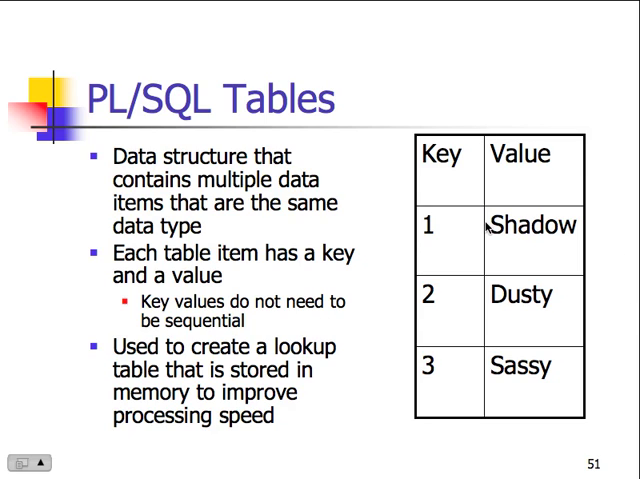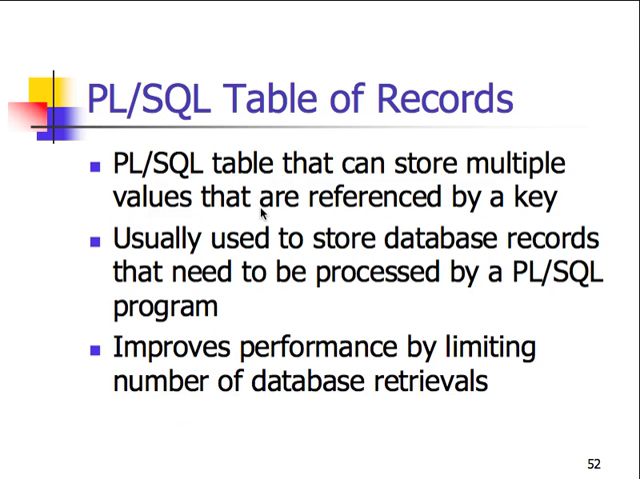It's just like a dictionary lookup. In fact, the keys don't need to be numbers either. You can have 1, 2, 3 spelled out in characters if you wanted to. So you can use it to create a lookup table that's stored in memory to basically improve processing speed as well. So the table structure can be used in a couple of different ways: to speed up memory, to create a faster lookup, also to manipulate data a little bit more efficiently.